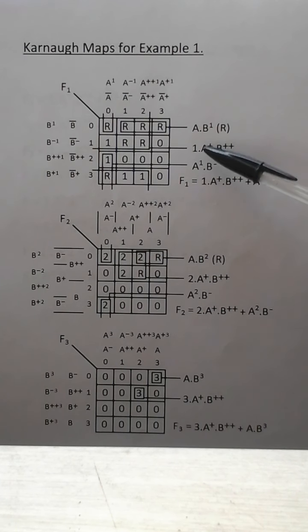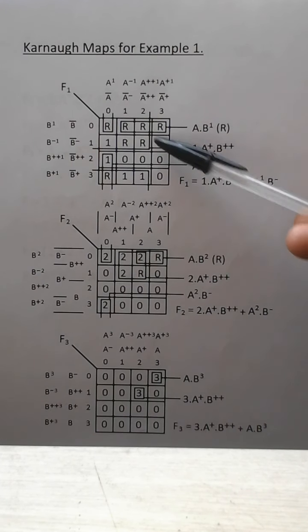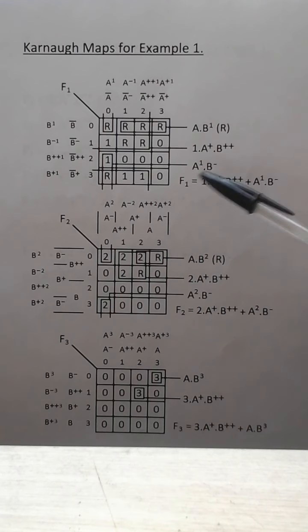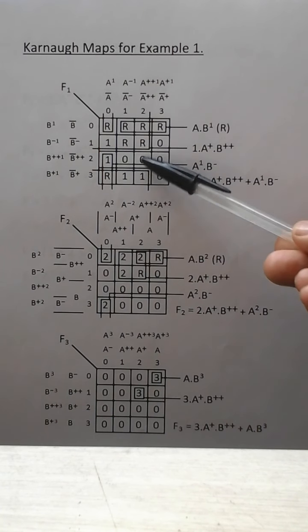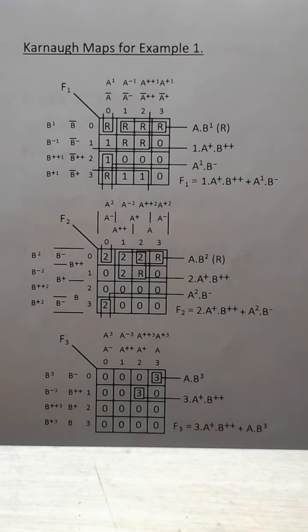A1 min A plus min B++. That covers that, and I have to put a 1 in front of it because the Karnaugh map only deals with 0s and 1s. Right, so that's Karnaugh map F3. F3 equals 3 min A plus min B++ max A min B3.